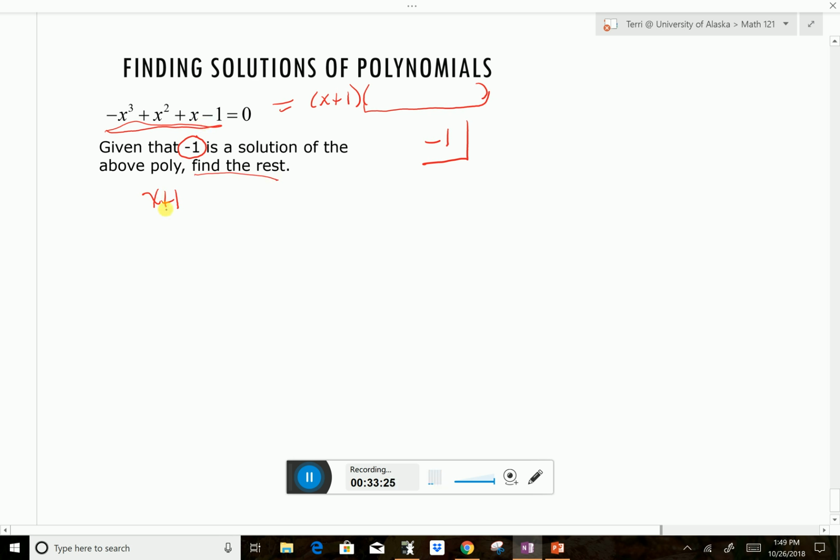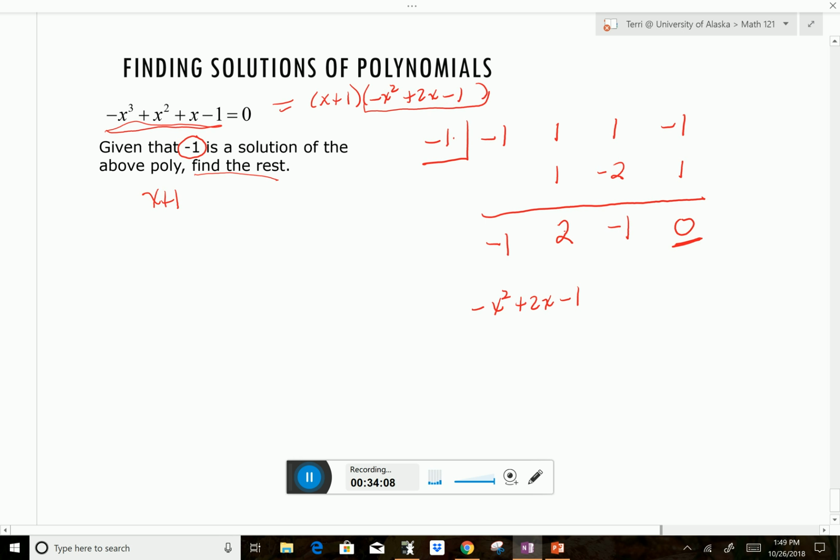So let's divide this by x plus 1 using synthetic division. So let's see, x cubed, x squared, we have an x, and we have a constant. So we have nothing missing. So bring down the negative 1. Negative 1 times negative 1 is 1. 1 plus 1 is 2. 2 times negative 1 is negative 2. That's negative 1. Negative 1 times negative 1 is 1. 0. Well, good. They didn't lie to us, because we got the 0 over here. So this means we end up with negative x squared plus 2x minus 1. So that's what this looks like.